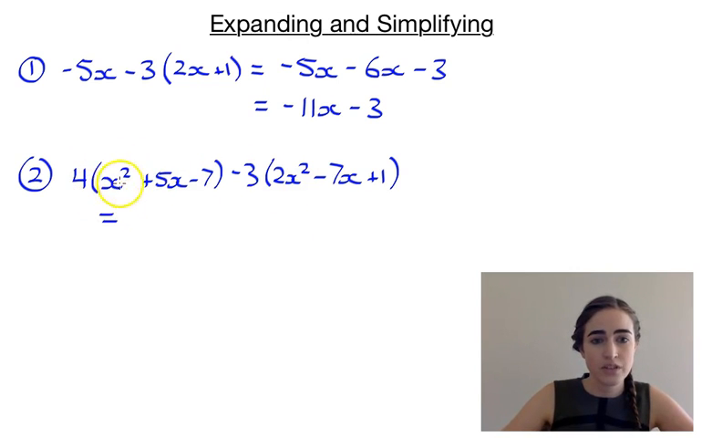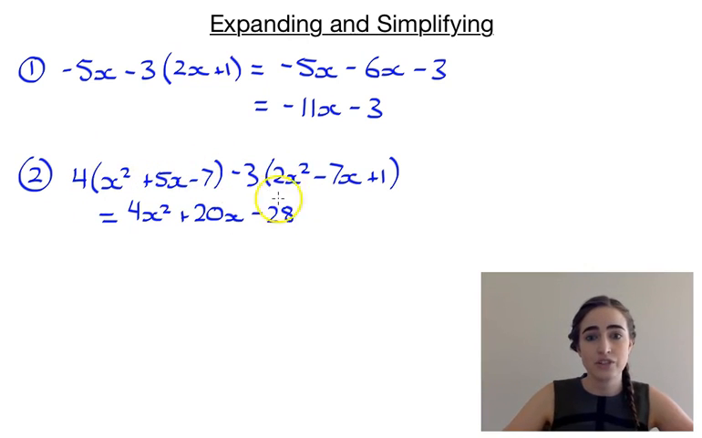So the 4 times x squared would give us 4x squared. 4 times 5x would give us 20x. And 4 times minus 7 would give us minus 28. So that's that first bracket done. Now we've got to do the second one.